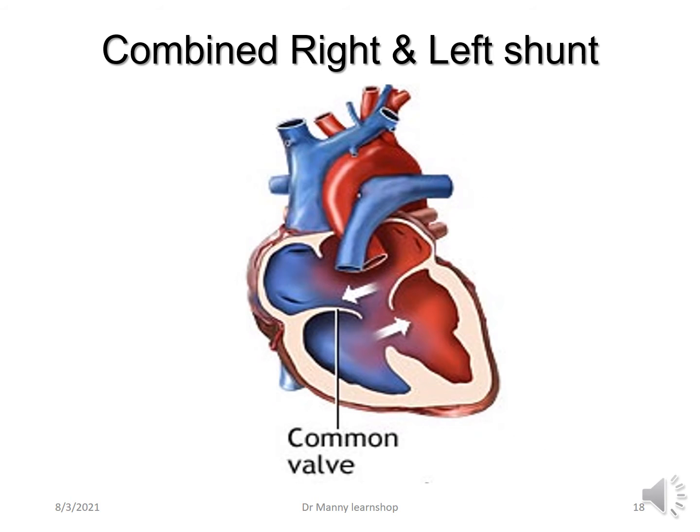Then you can have combined problems, where you've got right and left shunt, going from the right side to the left side to the right side. And this again is a very complex cardiac anomaly, which we'll be discussing later on in the course.